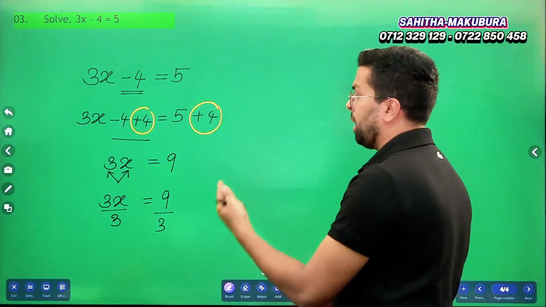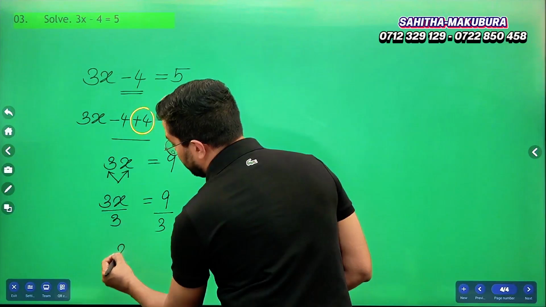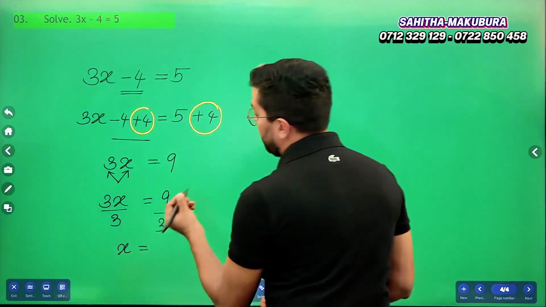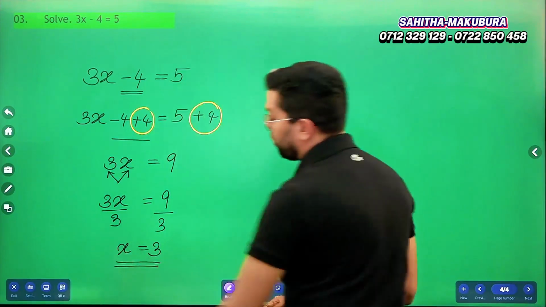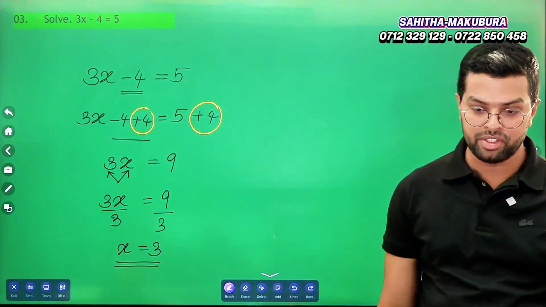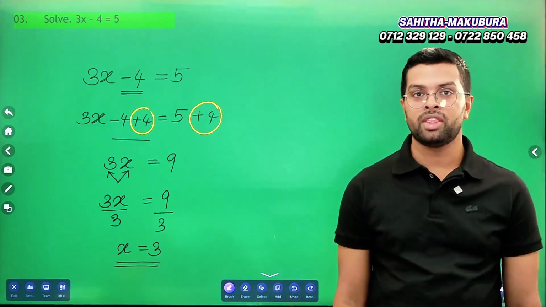3 divided by 3 equals 1. 1 times x is equal to x. 9 divided by 3 gives you 3. Therefore, x is equal to 3.